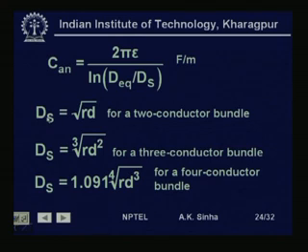So, for a two conductor bundle, as we had seen earlier, the self distance ds is equal to square root of r into d. For a 3 conductor bundle, the self distance ds is equal to cube root of r into d square, and for a 4 conductor bundle it is equal to 1.0491 fourth root of r d cube. This we had seen in the last lesson.